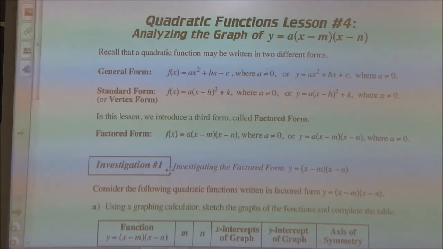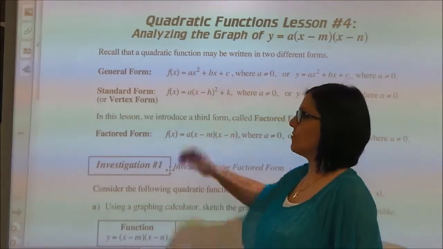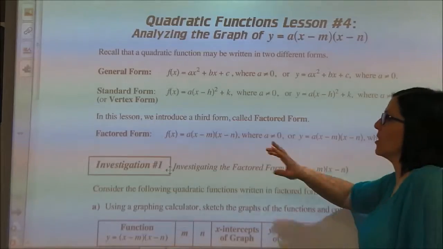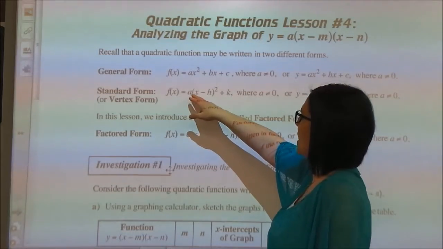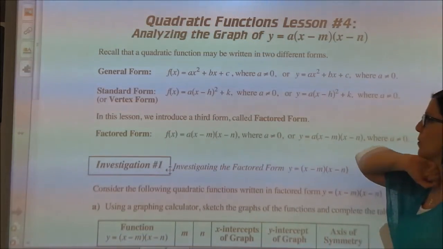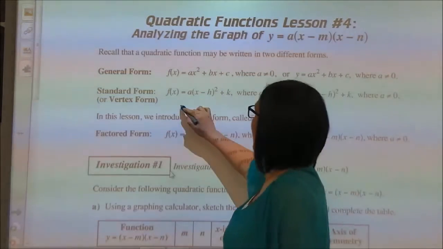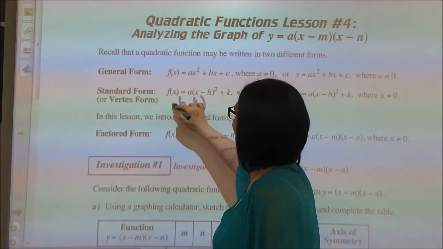Okay, so far in this chapter when we've looked at quadratic functions, we've looked at two different ways that we could write them. There was the general form, ax squared plus bx plus c. And then there was the standard or vertex form that we looked at last week, which was a times (x minus h) squared plus k.